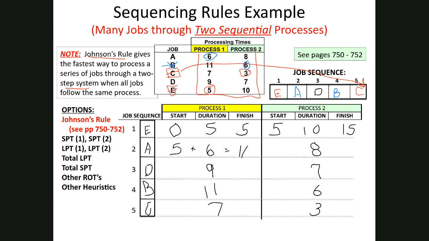Now for job A, process 2, notice that job E is not finished. So job A cannot start at time 11, but it can only start at time 15 on process 2. And if it starts at 15, it'll finish at time 18. 15 and 8 is 23.